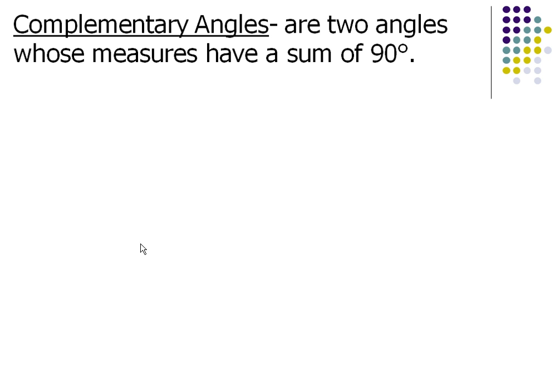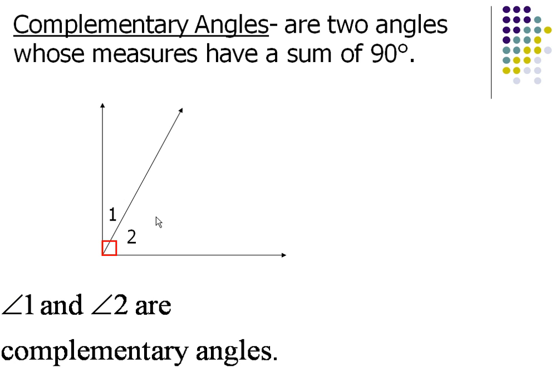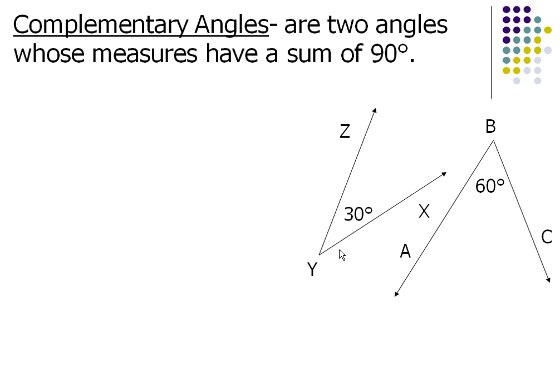Complementary angles are two angles whose measures have a sum of 90 degrees. Angles 1 and 2 here are complementary. They both add up to 90 degrees. Now, they don't have to be adjacent. That's an example of a pair that are adjacent. These two here, they're not adjacent, yet they are complementary. They add up to 90 degrees.